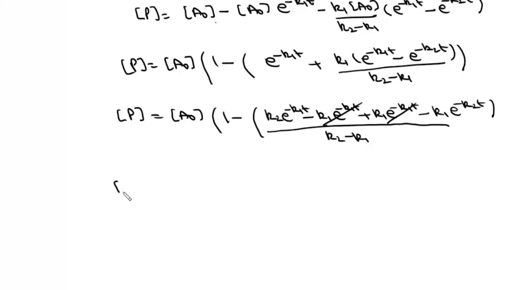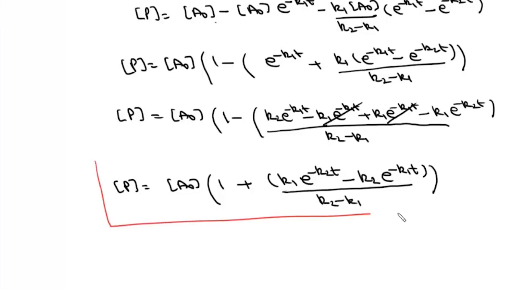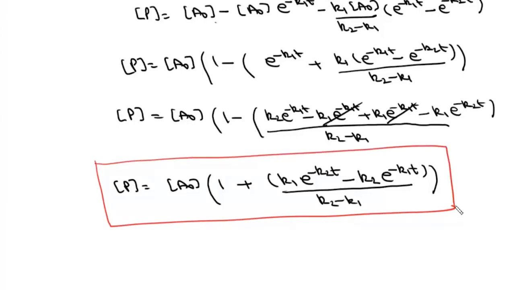So from here we can write concentration of P equals concentration of A0, and then 1, we'll take this minus inside, plus it will be K1 into e to the power minus K2T minus K2 into e to the power minus K1T upon K2 minus K1. Now this is the concentration of P at any time T.